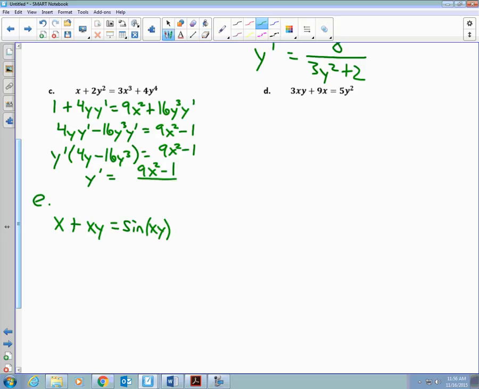You get 9x squared minus 1 over 4y minus 16y to the third. It is simplified. If you put your y primes on the right side instead of the left side, you would get 1 minus 9x squared over 16y to the third minus 4y. Are those the same? Yeah, top and bottom differ by a factor of -1. -1 over -1 is 1. Good. Okay. See? You can do it, can't you?